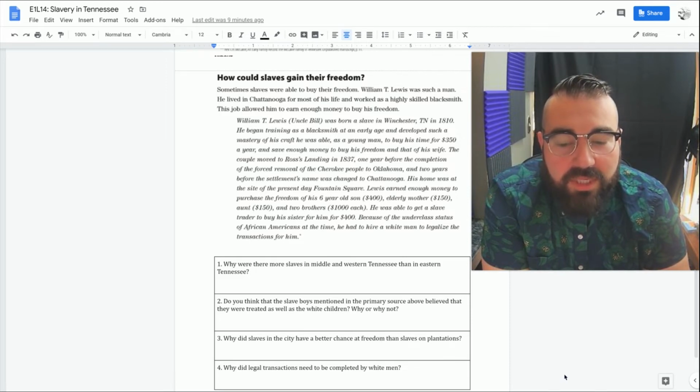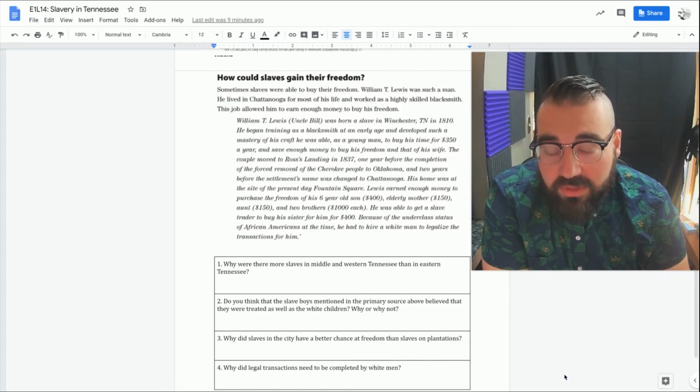Lewis earned enough money to purchase the freedom of his 6-year-old son for $400, elderly mother for $150, aunt for $150, and 2 brothers, $1,000 each. He was able to get a slave trader to buy a sister for him for $400. Because of the underclass status of African Americans at the time, he had to hire a white man to legalize the transactions for him. Again, that's part of another question.